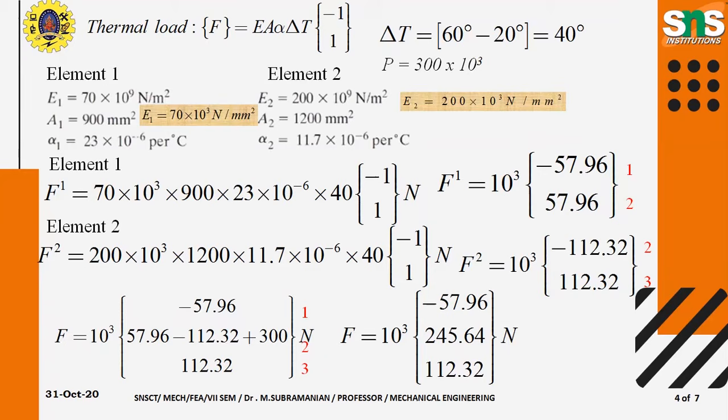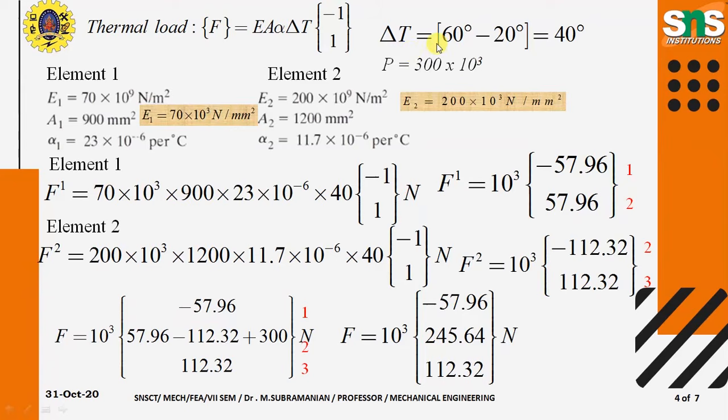The next step we have to calculate the force vectors for element 1 and element 2. The equation for the thermal load vector calculation is Young's modulus into area and thermal coefficient and delta T. The nodal point shape function is -1.